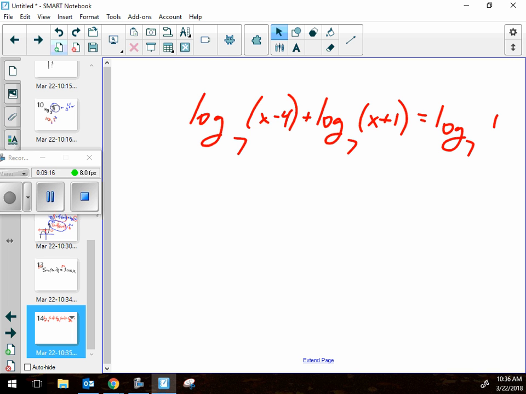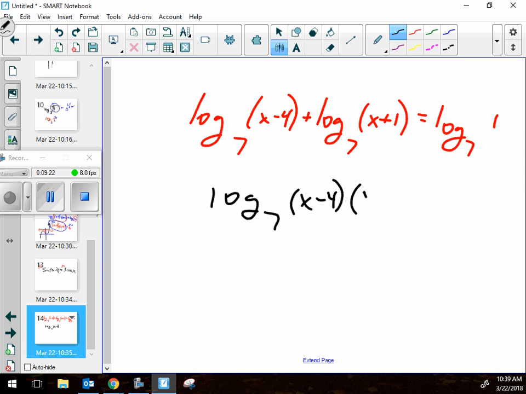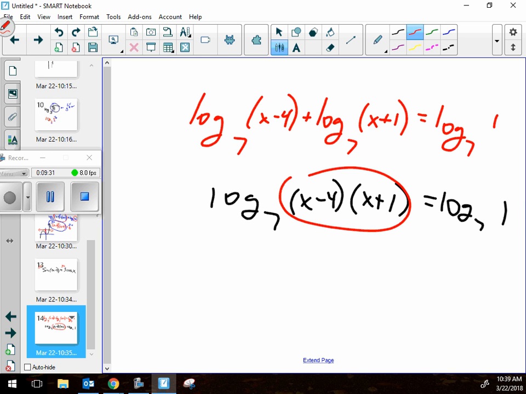Pause, we give that one a try. See? You should have said log base 7 of (x minus 4)(x plus 1) equals log base 7 of 1. And then you leave the logs in the dust, because there's only one on each side and they're the same base, so that's got to equal that. So then (x minus 4)(x plus 1) equals 1.